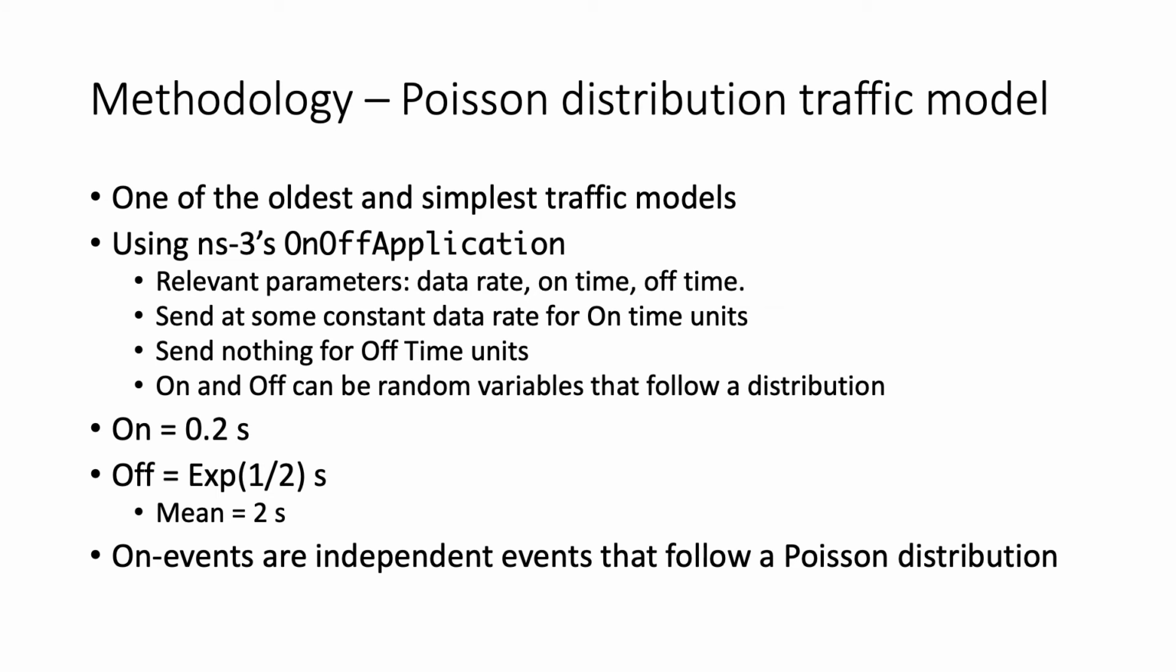Now, why are we doing this type of configuration? Well, it just so happens that with this type of configuration, you obtain a Poisson distribution in the on events. So now the on events are independent of each other and they follow a Poisson distribution. This is because you can model the on events as a single point in time, they're constant in length, and the time between two events is modeled by this exponential distribution. This is how we obtain the Poisson distribution in the on events.